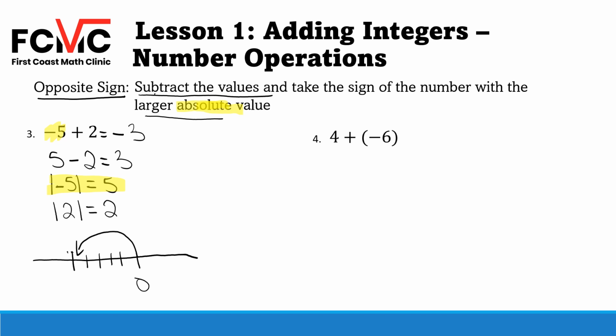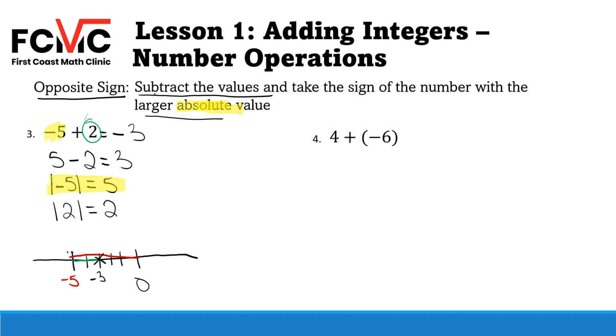Actually, let me do it this way. Do some red. So we're going to go 5 units into the negative. So we're at negative 5. And then we're adding back a positive 2. So we're going to go 2 units into the positive. So we're going to go back 1, 2. And where do we wind up? We wind up at negative 3.